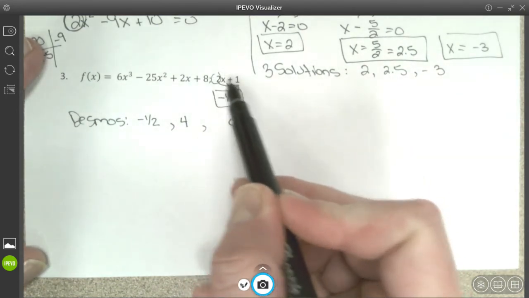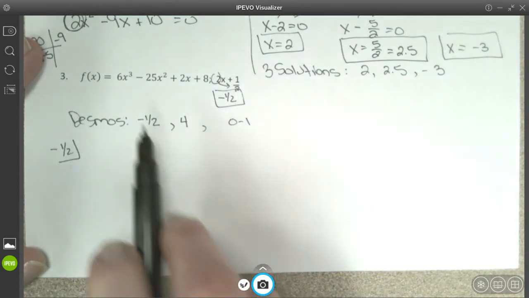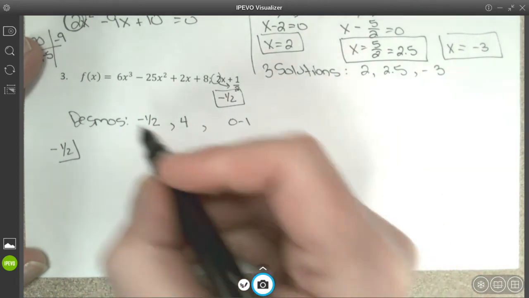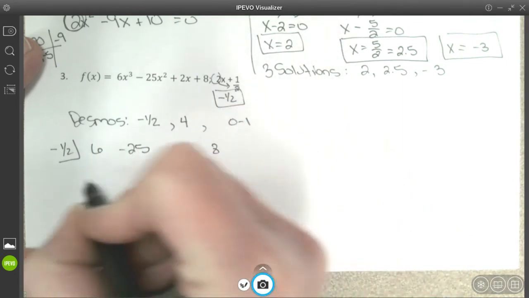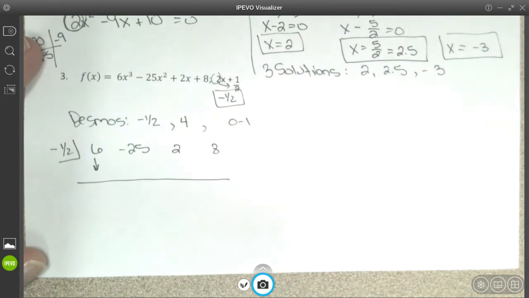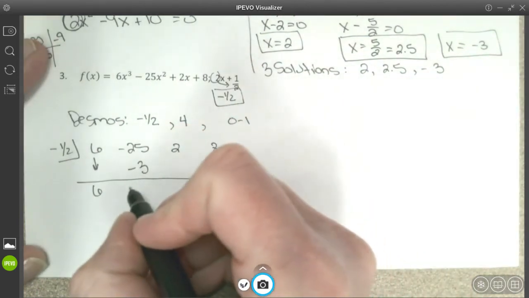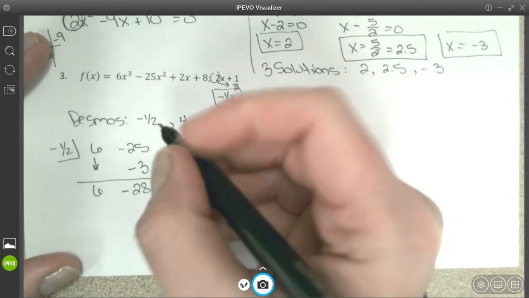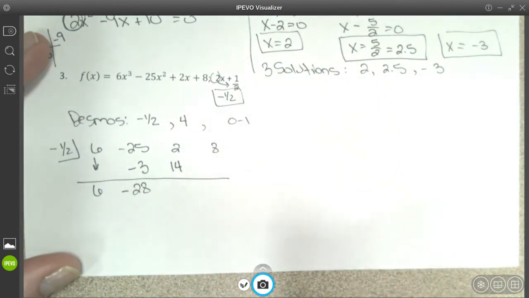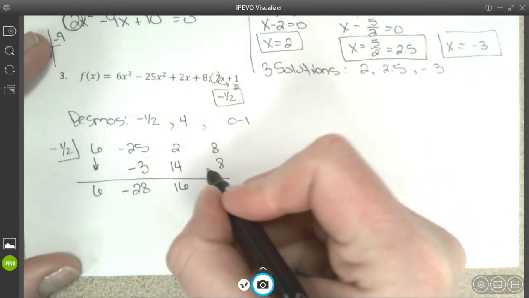Okay, so since it gave me this factor, I'm going to use that as my divisor. And then I'm going to use my coefficients and do synthetic division. 6, negative 25, 2, and 8. Bring your first term down and then multiply. 1/2 of 6 is 3. Adjust for a negative, I get negative 3. Add down. 1/2 of 28 is 14. And then that negative times negative makes you a positive 14. Add down. 1/2 of 16 is 8, and that negative times positive makes you a negative.